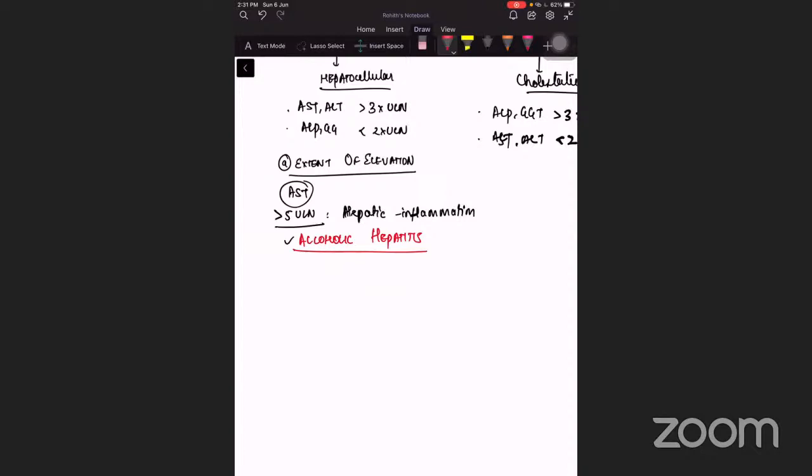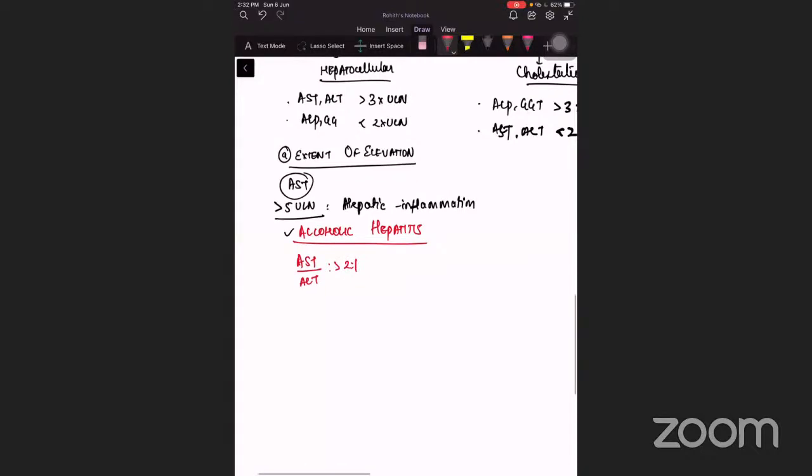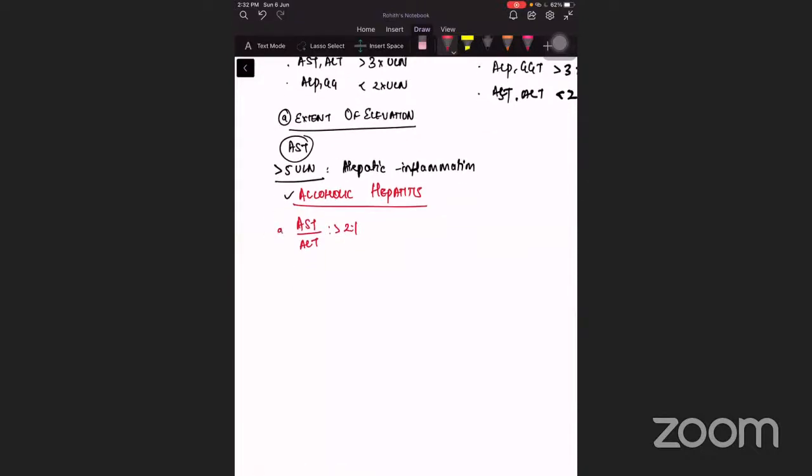Okay. So in alcoholic hepatitis, the importance is the AST and ALT levels. The AST to ALT ratio is greater than 2:1. This is very important so as not to miss the diagnosis. But an AST to ALT ratio of more than 2:1 does not always mean alcoholic hepatitis. You can also have other causes. There are many reasons why you can get an AST by ALT ratio of more than 2:1.